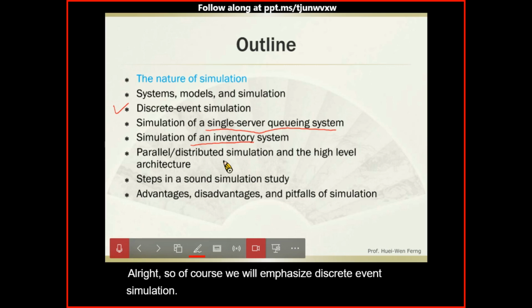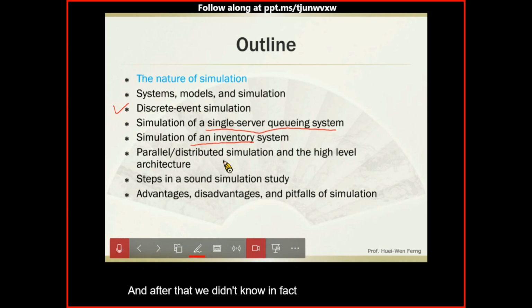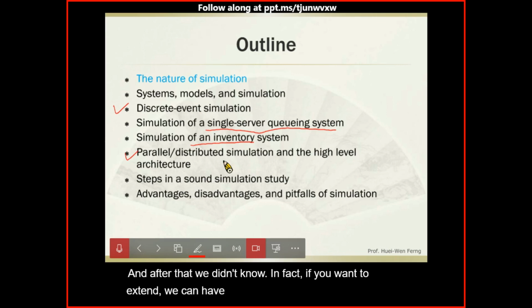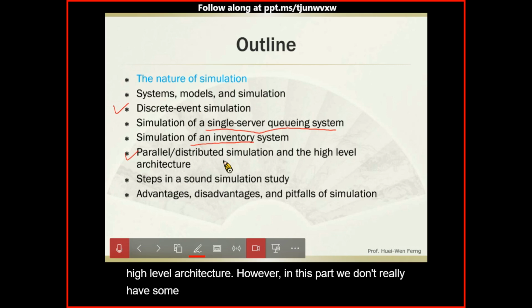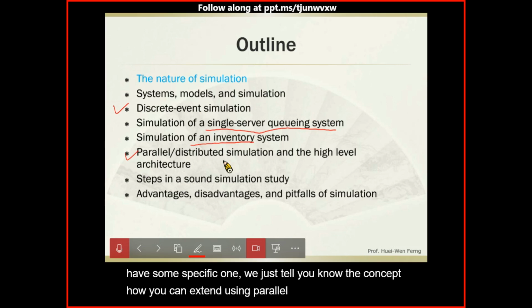And after that, if you want to extend, we can have parallel or distributed simulation or the high-level architecture. However, in this part, we don't really have a specific one. We just try to know the concept of how you can extend using parallel or distributed simulation or the high-level architecture.